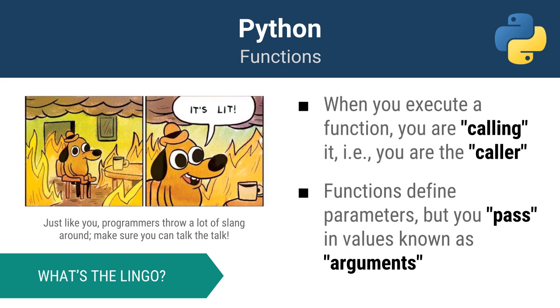When you execute a function from somewhere in your code, you are said to be calling it. In programmer speak, you are the caller of the function. When you provide data to a function, you are said to be passing values in. And perhaps most confusing is the fact that the values you pass in are known as arguments. But the inputs that a function is defined to accept are commonly referred to as parameters. Just try your best to follow along and you will be talking the talk in no time.